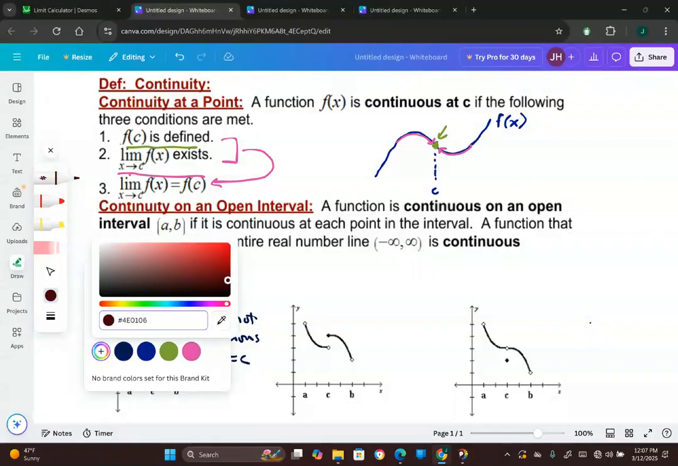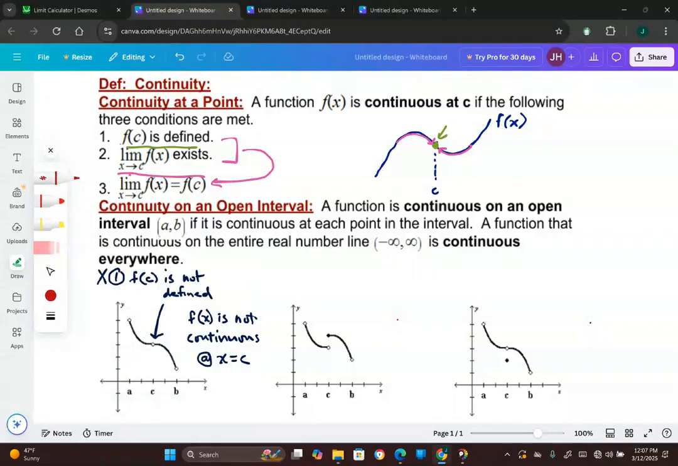Now, on the second problem, let's test number one. And let's say these are values 1, 2, 3, 4, 5 on the y-axis for all of these graphs. Right here, that dot, f of c, is defined. What is f of c? Well, it looks to me in this picture like it actually equals 4. The y value is 4. So the first one is satisfied. There is a point on the graph at c.